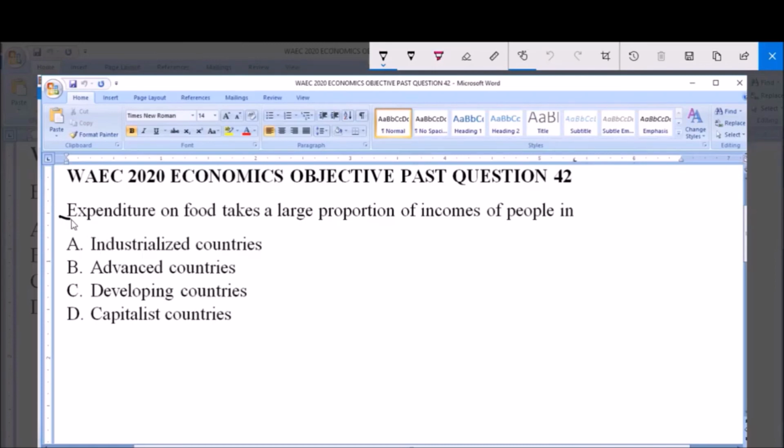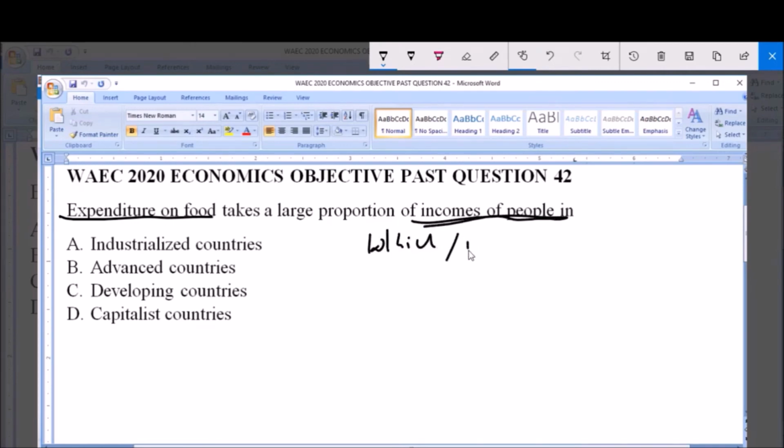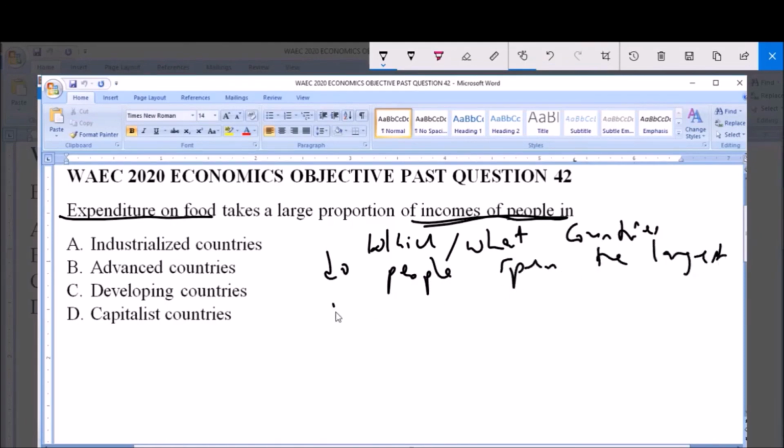We're asked, expenditure on food takes a large proportion of incomes of people in what type of countries? So in other words, in which countries do people spend the largest proportion of their income on food?